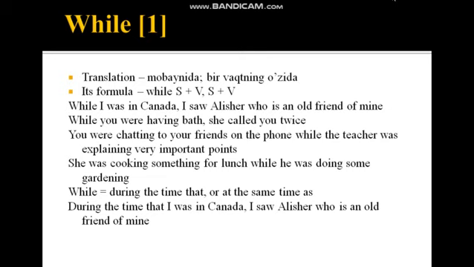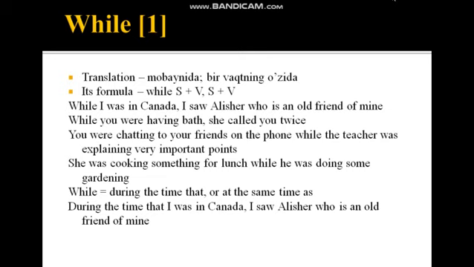So, while I was in Canada, I saw Alicia, who is an old friend of mine. Or while you were having a bath, she called you twice. Or you were chatting to your friends on the phone while the teacher was explaining very important points. See, which means while is during the time that, or at the same time as. Well, and you can use these words instead of while too, like during the time that, or at the same time as. But anyway, while is a better option, okay?